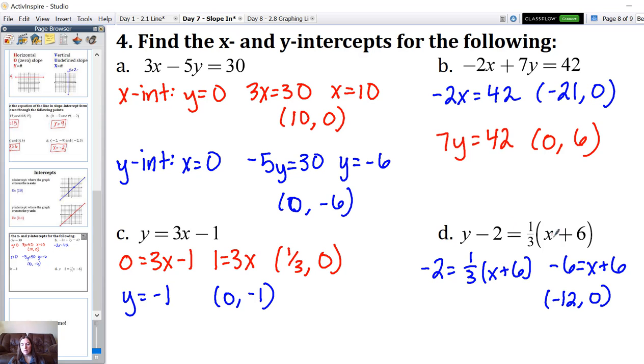Then to find the y-intercept, plugging in 0 for x, we have y minus 2 equals 1/3 times 0 plus 6. And then 0 plus 6 is 6. 1/3 of 6 is just 2, and then we can add 2 to both sides, so we get 0, 4 for our y-intercept.